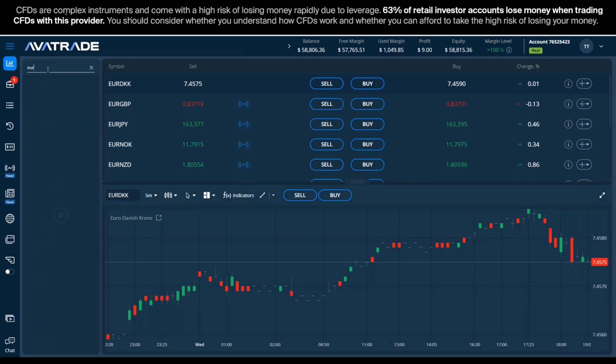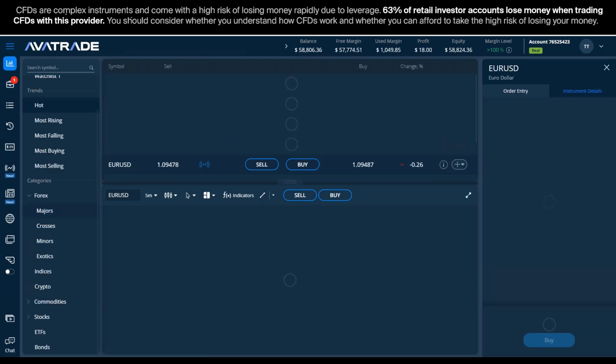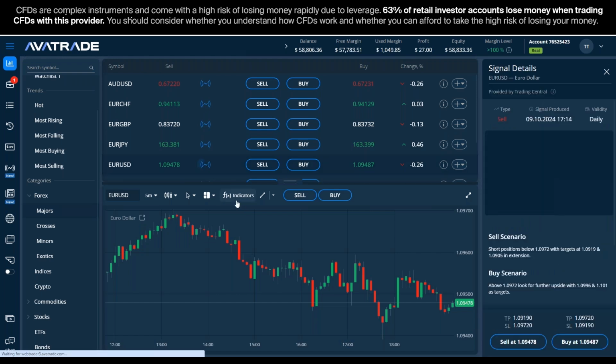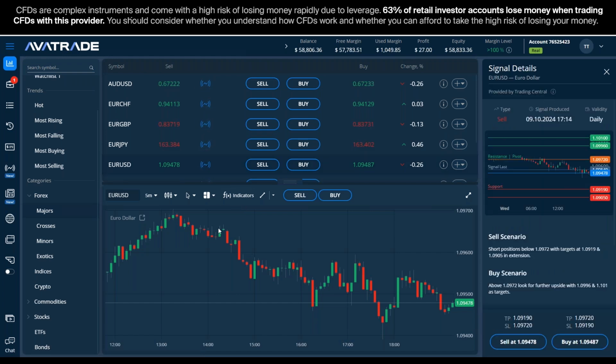We could go to maybe currencies. Euro USD makes sense with a lot of news coming out of the US right now this evening. And as we look at the Euro USD, there is a signal on that. It is a sell signal. It has not reached the take profit yet, but we see it is downtrending a bit, and perhaps it'll reach.